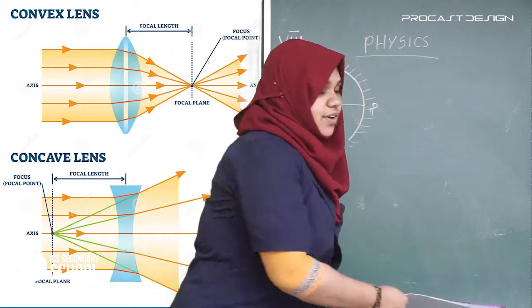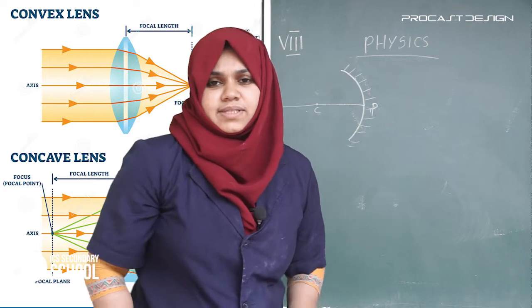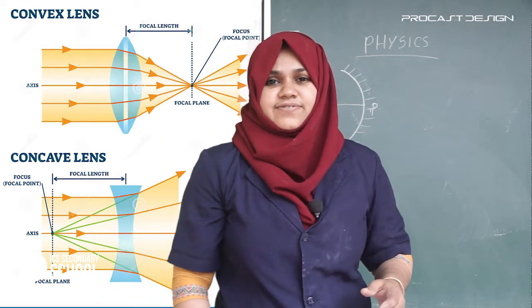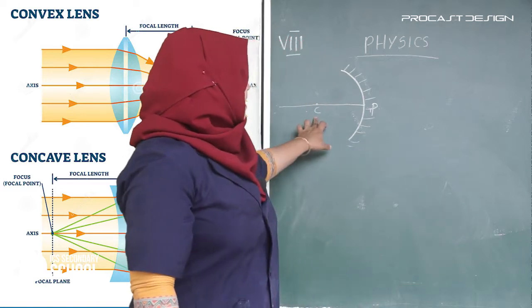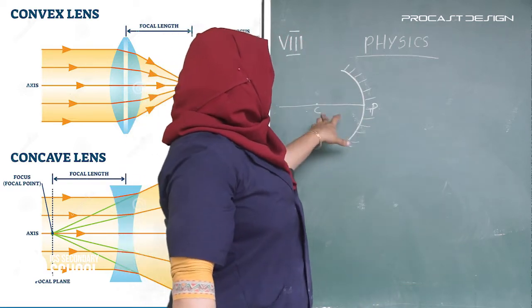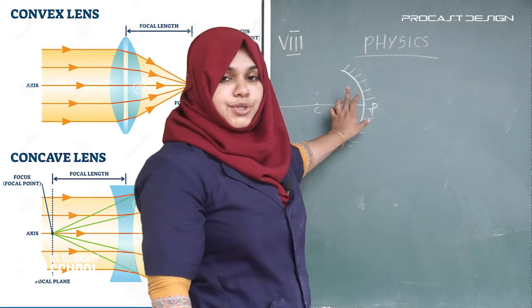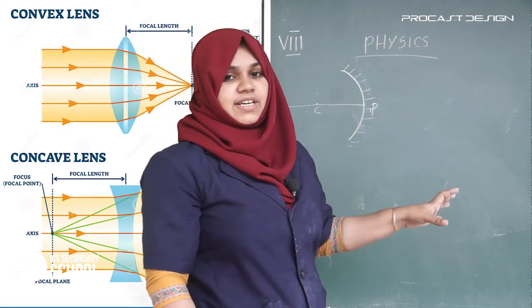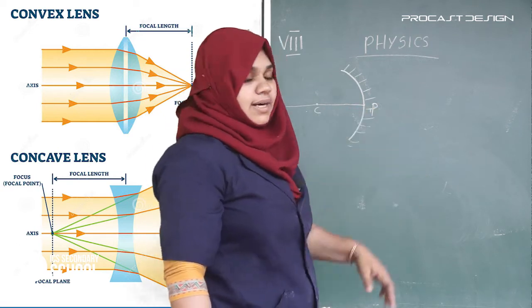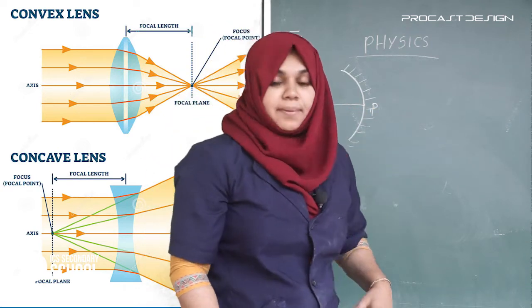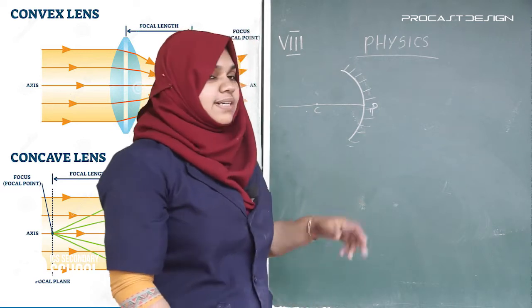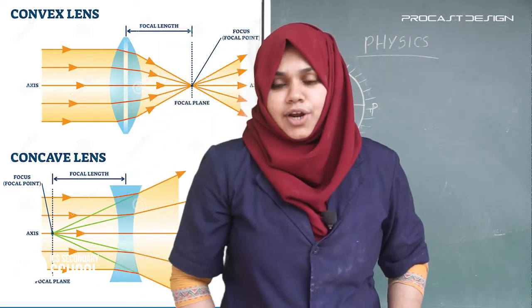Okay, do all of you understand the terms related to mirrors? First center of curvature, then radius of curvature, normal, aperture which means the reflecting surface, then pole, and last principal axis. Okay, all of you must write that in your notebook.